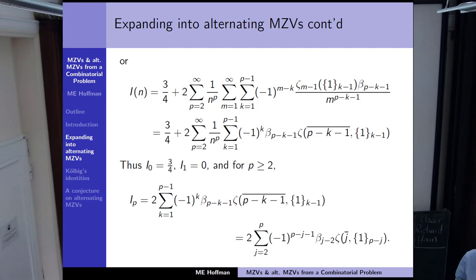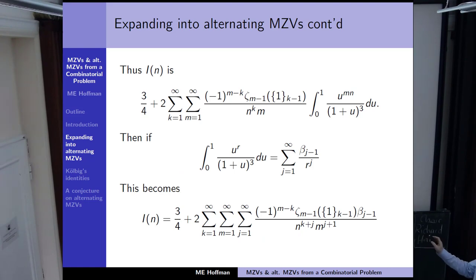Can you remind me what beta was? Because beta, I haven't figured out yet. The next few slides will do that. But beta is just defined by this expansion, the asymptotic expansion of this integral of u to the r over 1 plus u cubed from 0 to 1. And then the offset here is just for convenience.